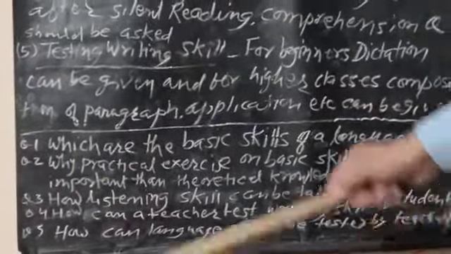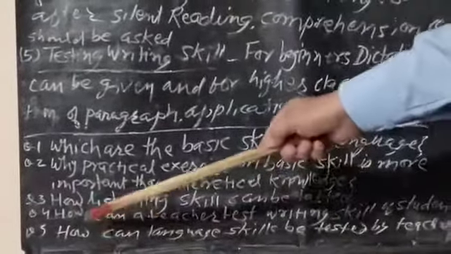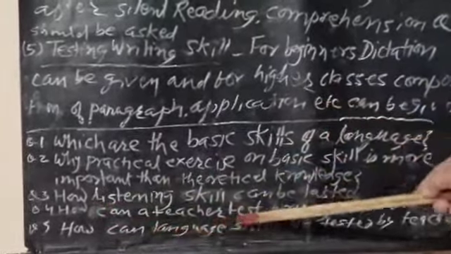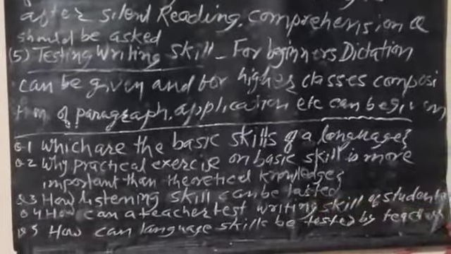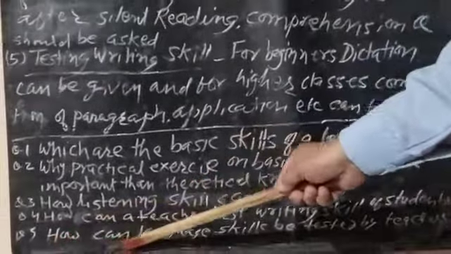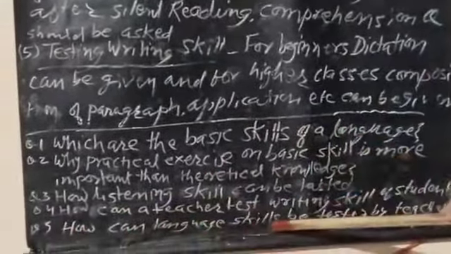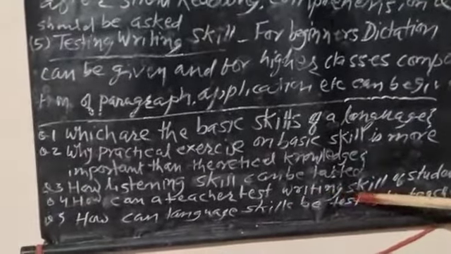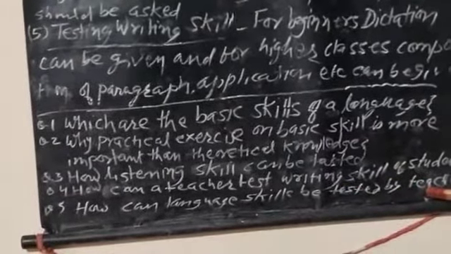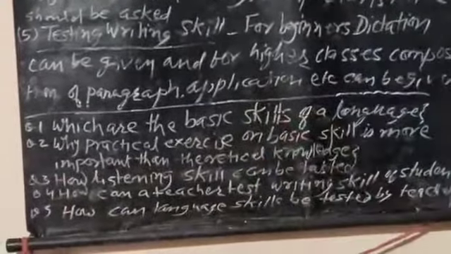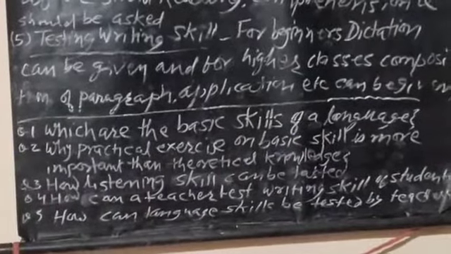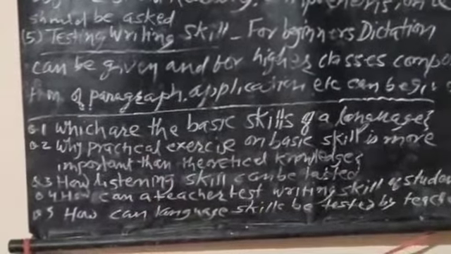Section B, short notes type: how can listening skill be tested, evaluated? And fourth question, how can a teacher test the writing skill of students? By giving dictation, by giving composition, etc. And the fifth question is a detailed question: how can language skills be tested? In this, all four skills will come.